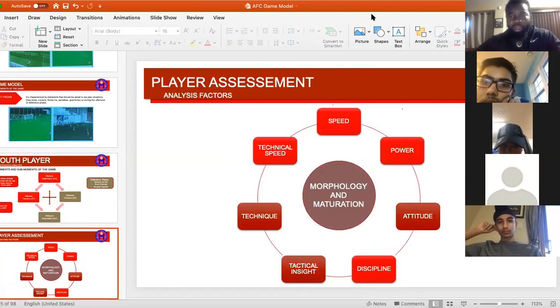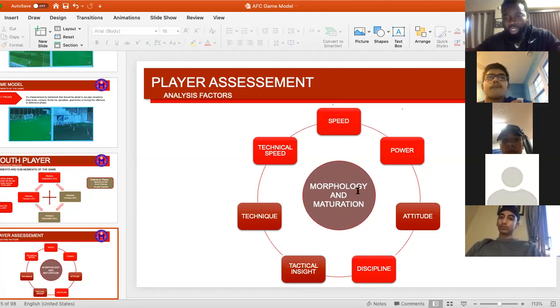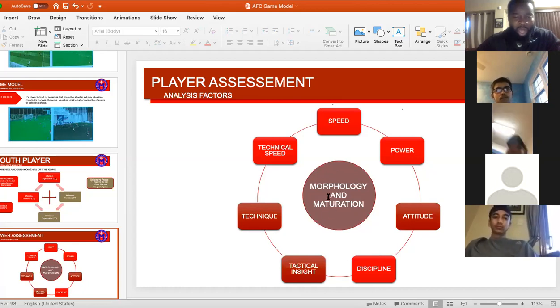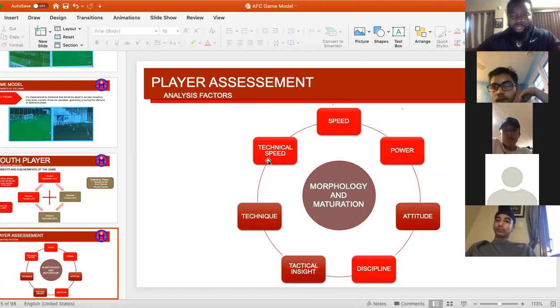So in here, as a player, these are the things that we need. We need speed, technical speed, power, attitude, discipline, tactical insight, technique, and maturation. All these things are going to sink in once you get older and mature. You guys going forward, you should have developed all of these things at a younger age. And now that you get into the 16, 17 mark, they will all get in here, and you're going to get mature and all these things are going to sink right into your body. You're going to have all of them.